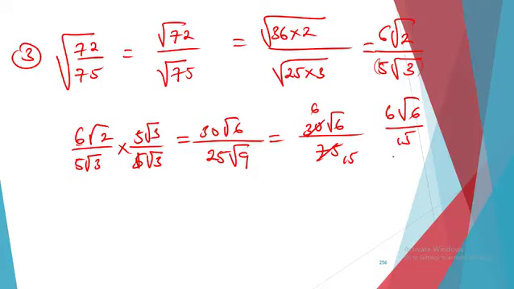Can any other thing go in? Yeah, 3 can go into this to give us 2. 3 can go into this to give us 5. So we have 2 root 6 all over 5. And that's the least we can go. So our answer is 2 root 6 over 5.